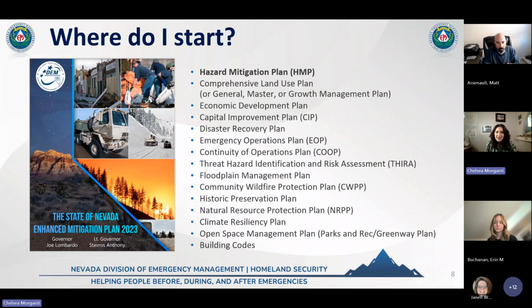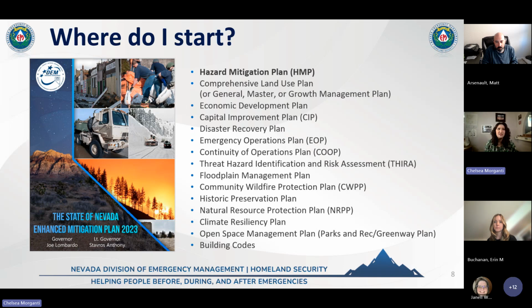It is a required aspect of accessing hazard mitigation funding, and is a great place to look if you don't know where to start. We say that there's no such thing as plagiarism in mitigation. If you have a neighboring jurisdiction, or your state's hazard mitigation plan, or the next county over, or the next state over had a good idea, steal it.